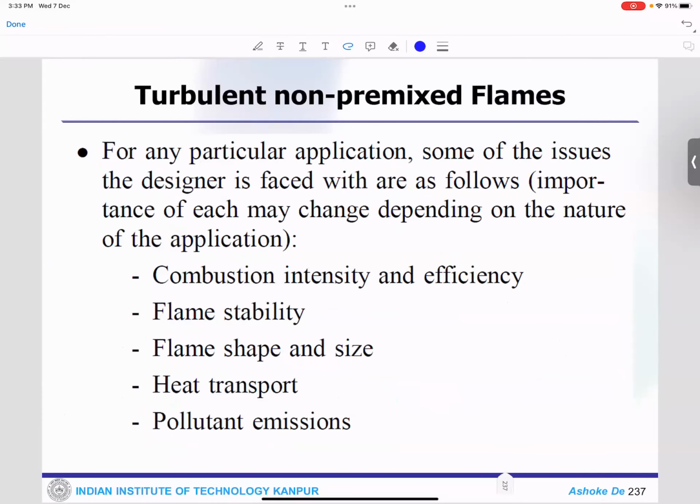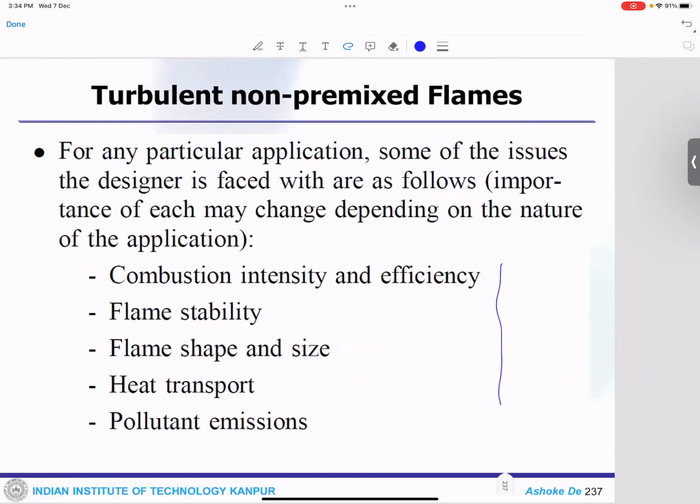So what are the important aspects for that? In a non-premix flame, there are issues which are more predominant, and which one cannot see even in the premix case. Here mostly you look at flame stability issues, what the flame shape could be, emissions, and combustion efficiency. These are the issues.